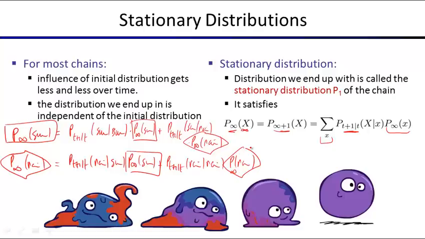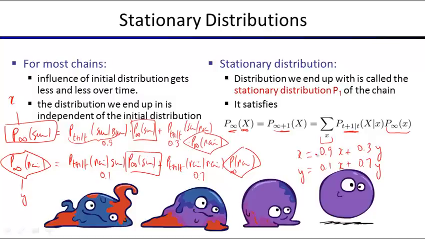To make this even more concrete, we can fill in numbers for these. This transition here, sun to sun, was 0.9. Sun given rain was 0.3. Rain given sun was 0.1. And rain given rain was 0.7. So we have a system of equations here. We can call this one maybe x. We can call this one y. What we have is x equals 0.9x plus 0.3y, and y equals 0.1x plus 0.7y. Those are our two equations. X and y are the two entries in the stationary distribution. Now, there's one caveat here. You can read off a solution very easily. That's not the solution we want, which is the all zero solution, right? X zero, y zero, that works, but that's not a distribution. That's not the one we want.